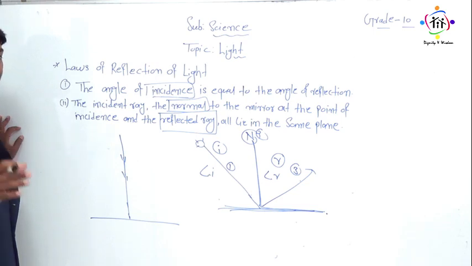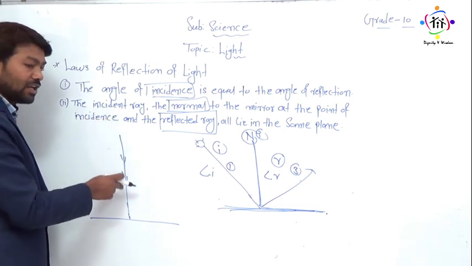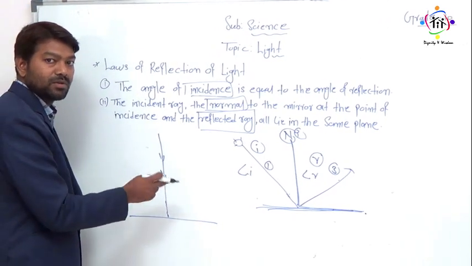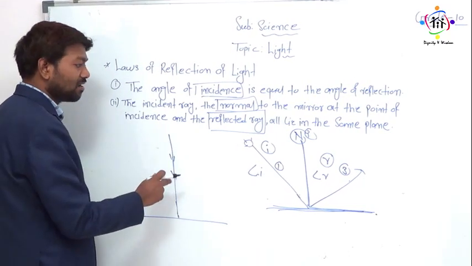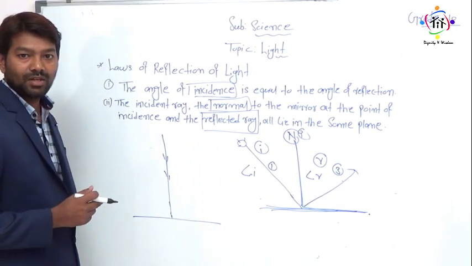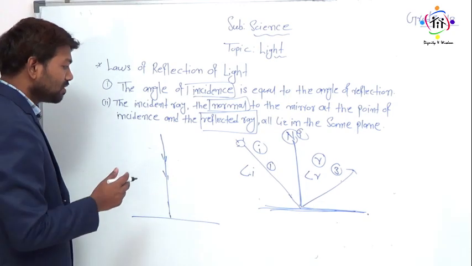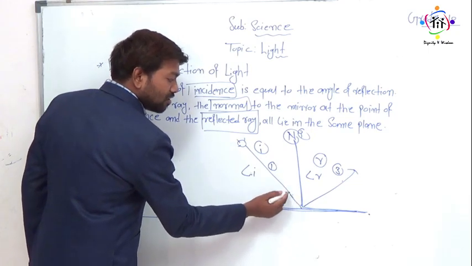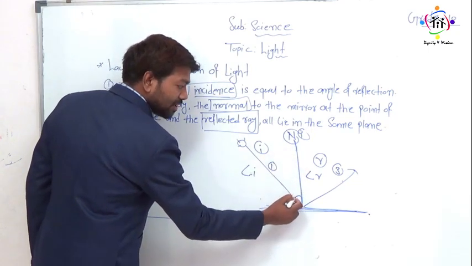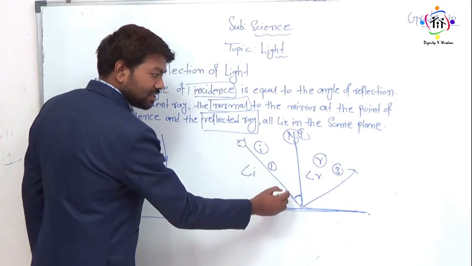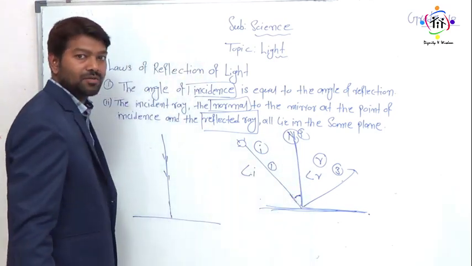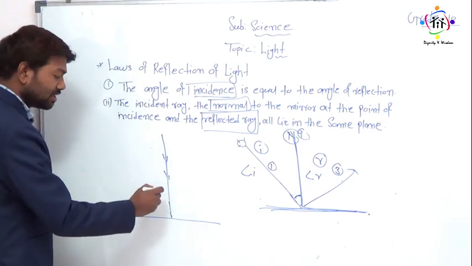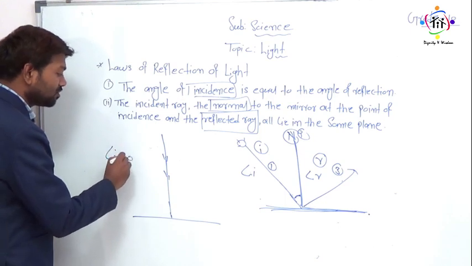Just listen one more time. Whenever the light is falling on the plane at 90 degrees, meaning straight along the normal, what will be the angle of incidence and what will be the angle of reflection? We consider the angle of incidence as the space between the incident ray and the normal. But when this line is along the normal, the angle is 0. Therefore, in this case, the angle of incidence is equal to 0.